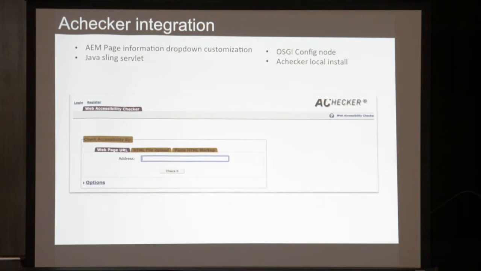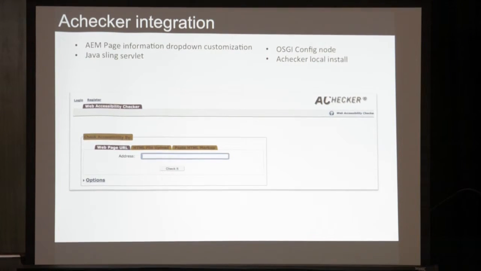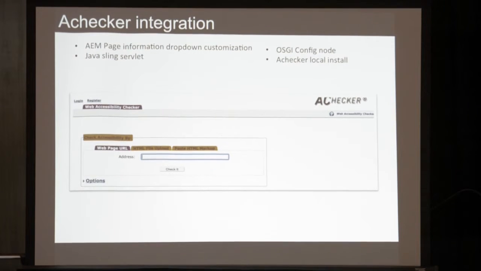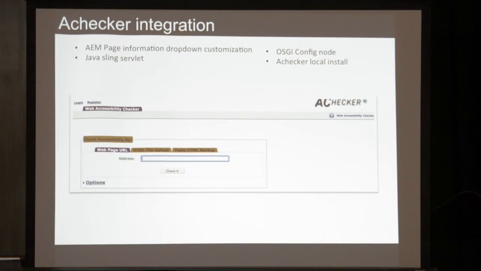There's a Java Sling servlet in the back end talking to the AChecker server, and this is actually the homepage of achecker.ca. It's pretty much the same as any W3C page where you give it the URL or you copy and paste the HTML. So how are authors going to check their page? Then they need to publish it, and it might be inaccessible, right?